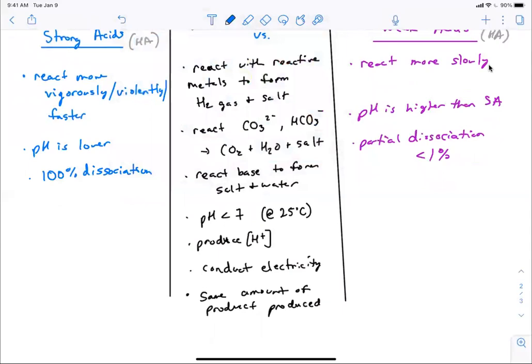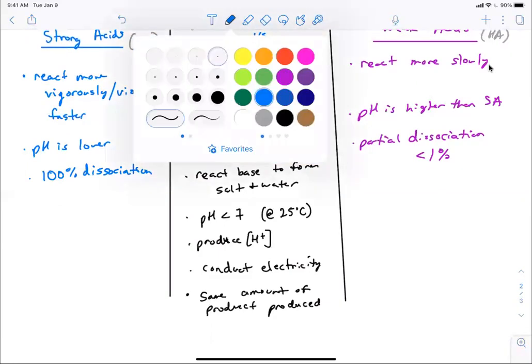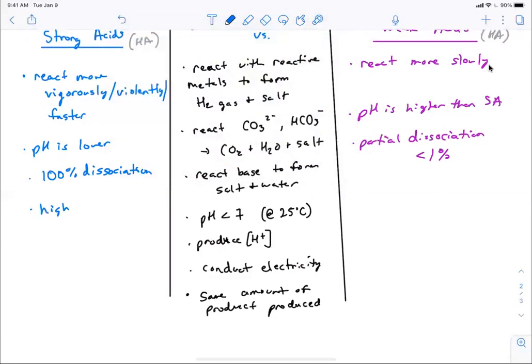Now, usually the IB doesn't let you use pH as a differentiation because it's too obvious. So they'll say, excluding pH, state one method of identifying which acid is which. And so one would be reactions, and the other one would be conductivity.